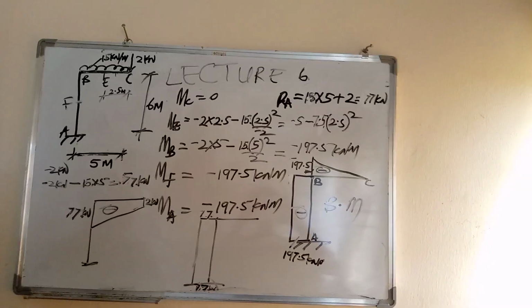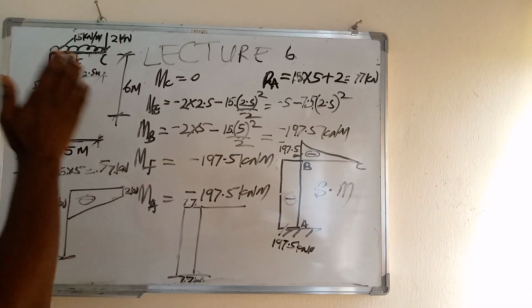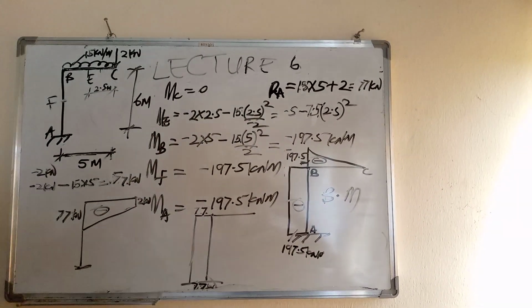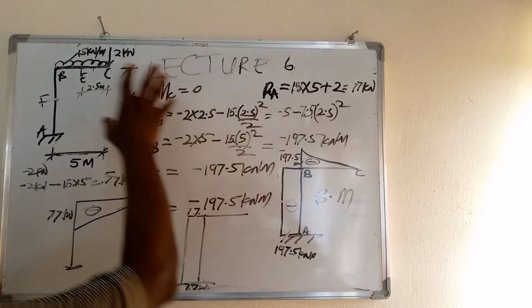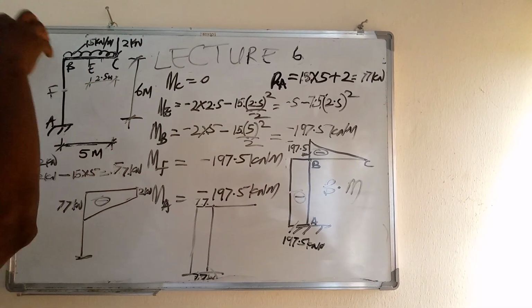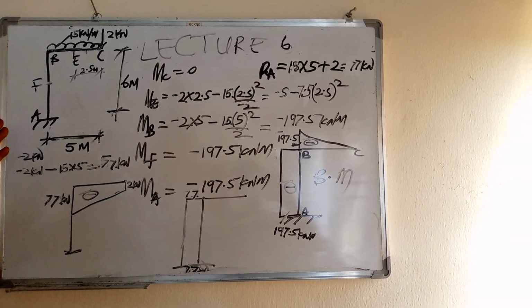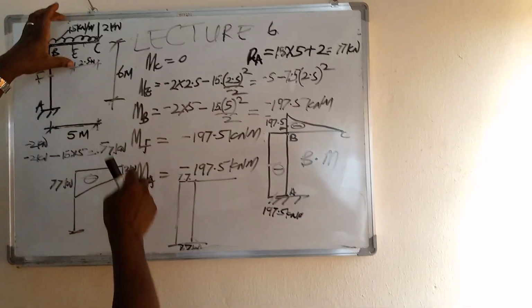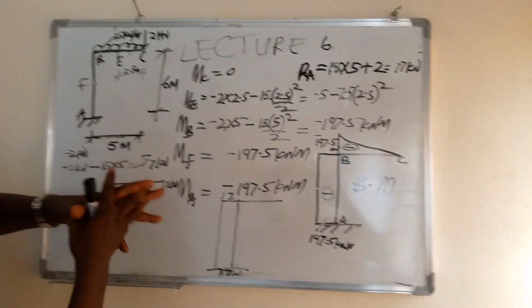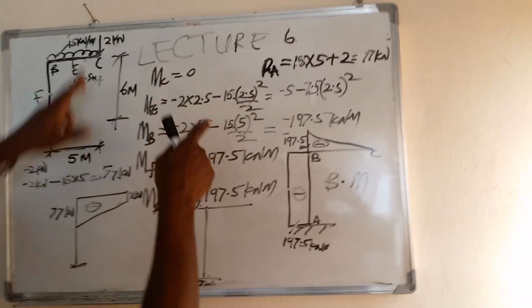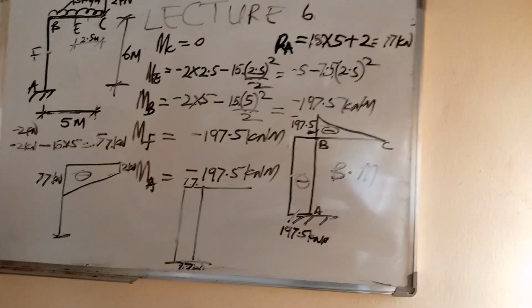Now, to start, the moment at C is 0, clearly. Reaction A is the sum of the loads, because there is only one support, and that is the load 15 times 5 as a concentration of load plus the 2. So that gives 77 kilonewton as the reaction.